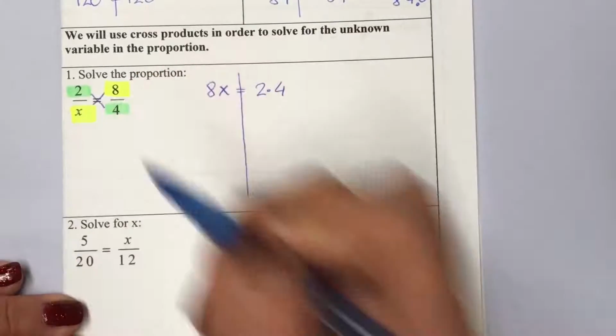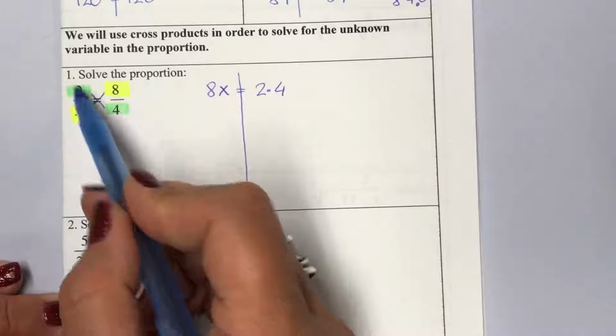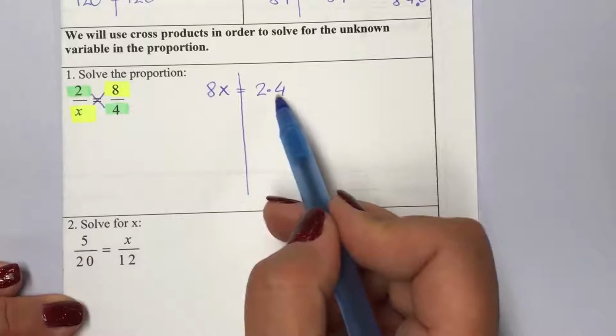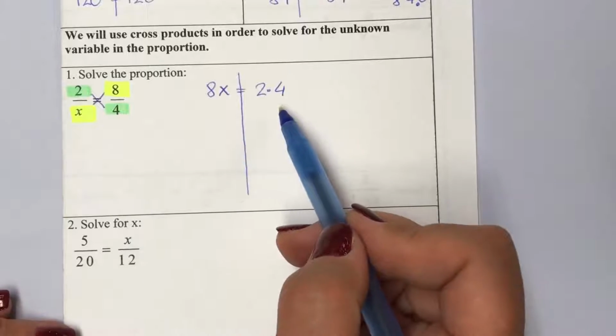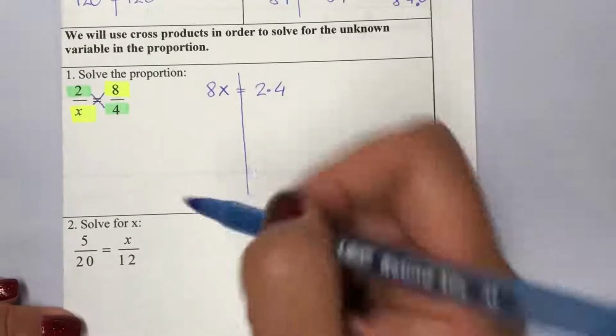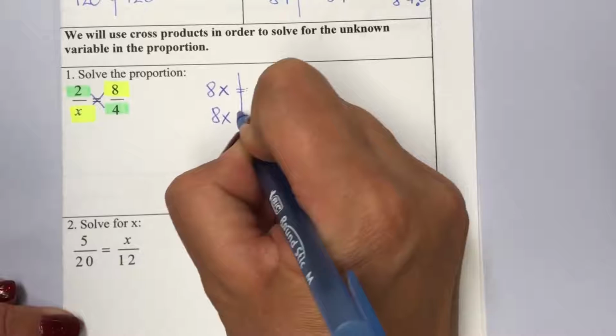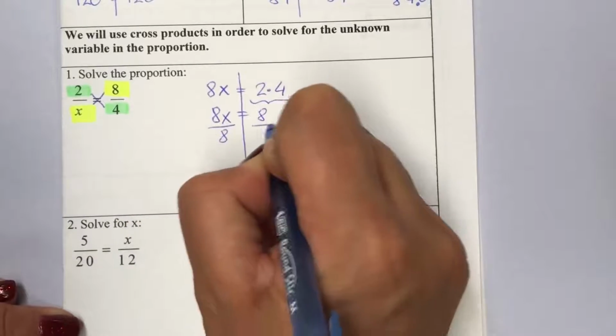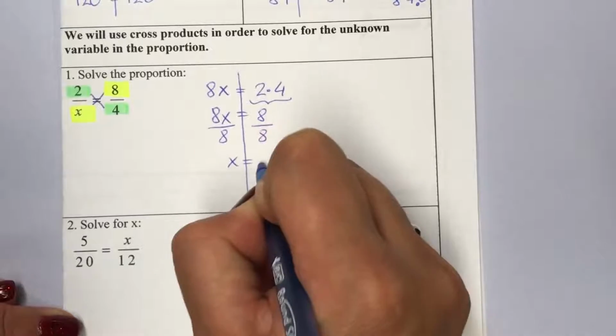So a proportion is an equation using the cross products. 8 times x on one side and 2 times 4 on the other is an equation that now can be solved. Multiply 2 times 4, that's 8, divide by 8, and the x value will be 1.